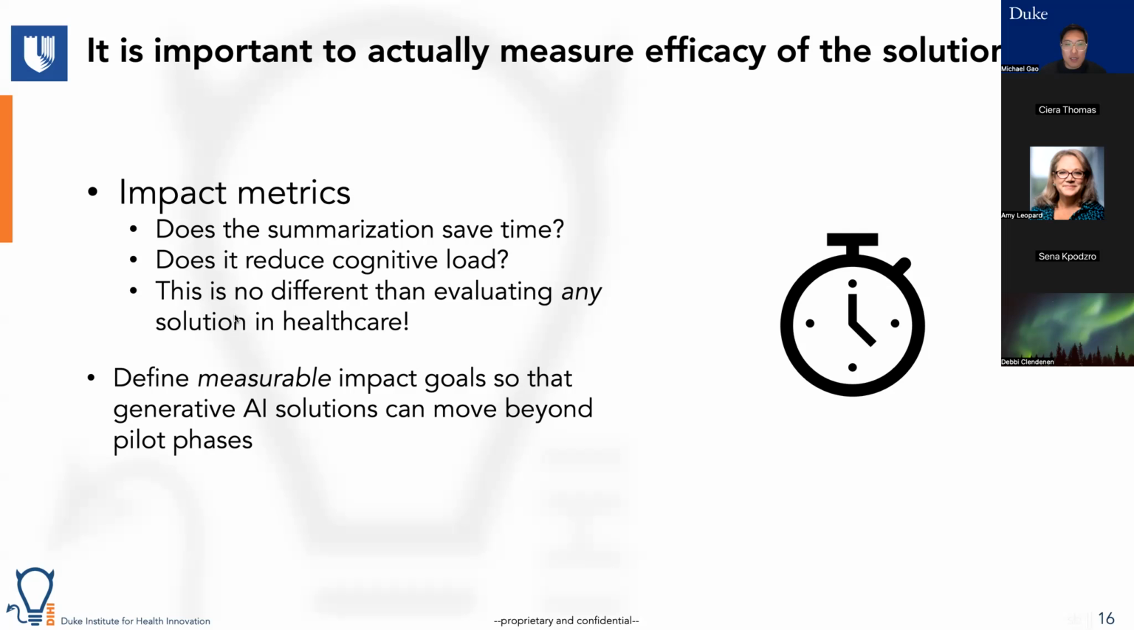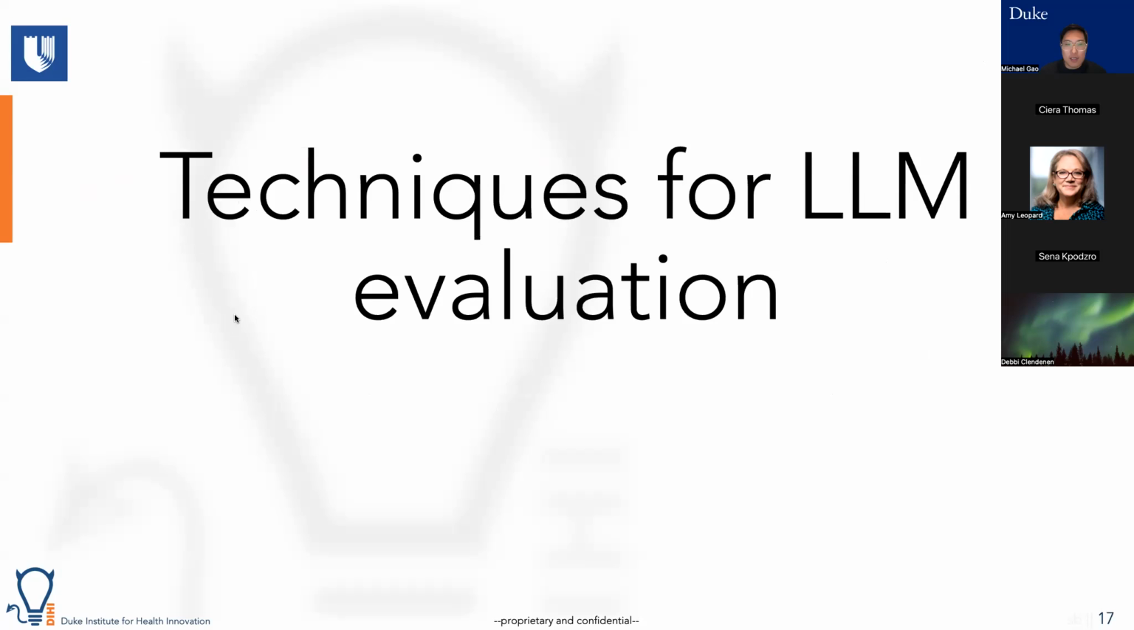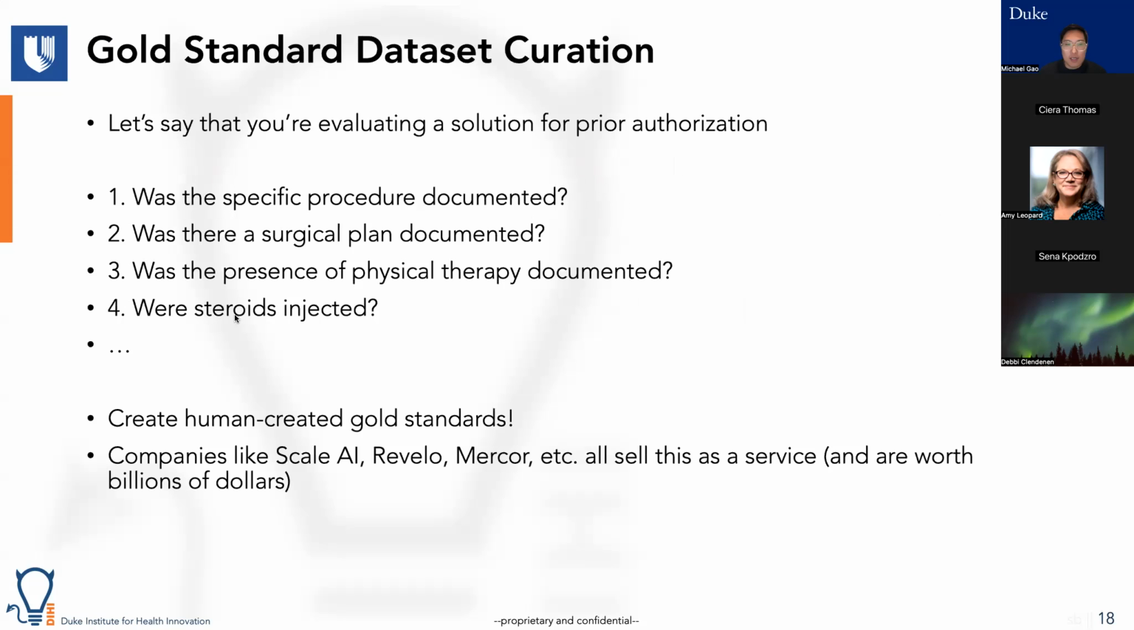So far I've talked a little bit, at a high level, about why it's important to do LLM evals and why they're difficult. I want to give you a flavor of what techniques we can actually use for this. So I would say that the most important technique for LLM evaluation and generative AI solution evaluation is the creation of gold standard data sets. This is the key. If you leave with anything today, I would leave with the fact that this is still the most important thing that you can do.